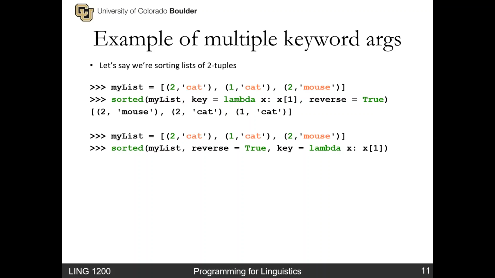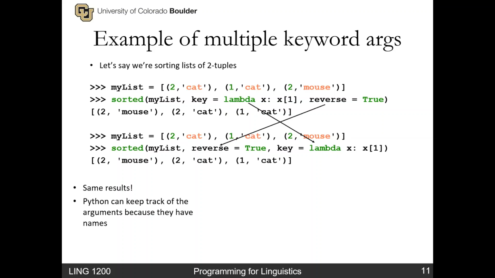We can do this same thing. We can call sorted again with the same list, the same two arguments, but note that we've switched the order of our keyword arguments. So now reverse is true and the keyword argument is second. This is not going to have any effects on the results. Those keyword arguments can be in any order as long as they're following that positional argument. It's pretty cool, and it makes sense too, because if you think about it, when we call these keyword arguments, we're specifying which argument it is by using the name reverse or key. So Python can keep track of which argument it is because they have names.